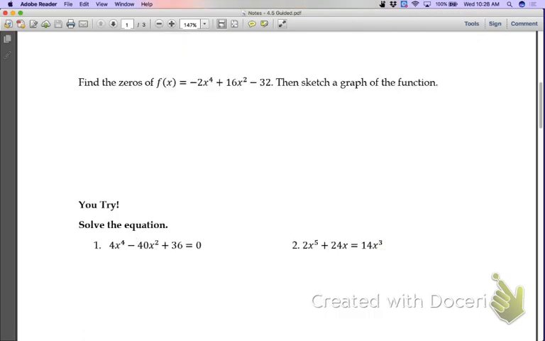So, same thing. Now I have f of x is equal to negative 2x to the fourth plus 16x squared minus 32. So, what can I do to each? What do I need to do with the f of x? What do I need to turn it into? What value do I need to give it? 0. Okay? So, if I give it 0, what am I going to do with everything else? If that's 0, what can I factor out of every single part here?